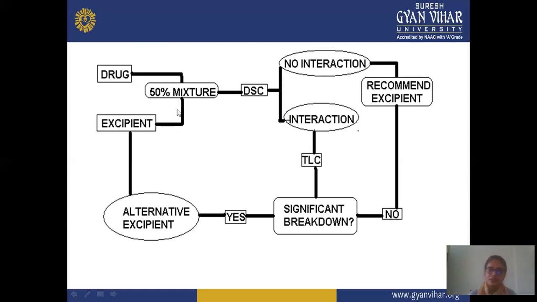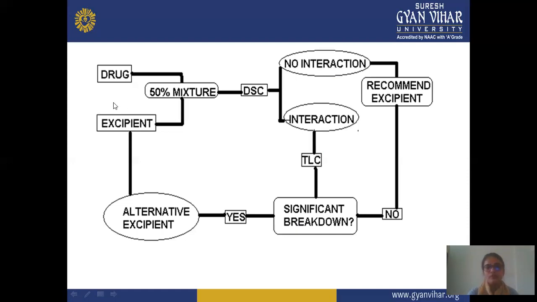Means first you take drug and excipient. This drug and excipient have a 50% mixture concentration, and then perform DSC. After performing DSC, if no interaction is observed, then you recommend the excipient. And if an interaction is observed, then you perform a second test, that is TLC, thin layer chromatography. If thin layer chromatography is significant or shows no breaking of any compound, then you can recommend your excipient. If a certain problem is observed, then you change your excipient and use an alternate excipient.